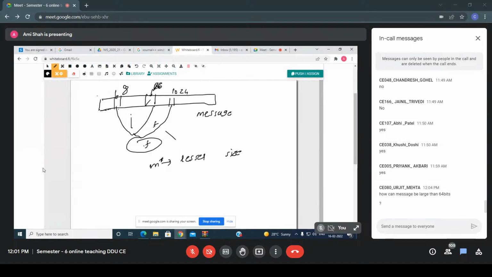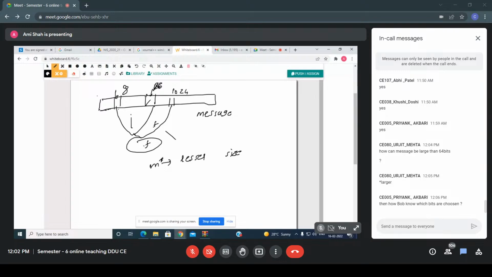So for that, let's say some of the bits that I choose, 8, 16 or something, we take some of the bits from this message, not the whole message, and do the bitwise XORing. Finally I get M star, the lesser size message, and then you perform the encryption. This is one way that you can apply.